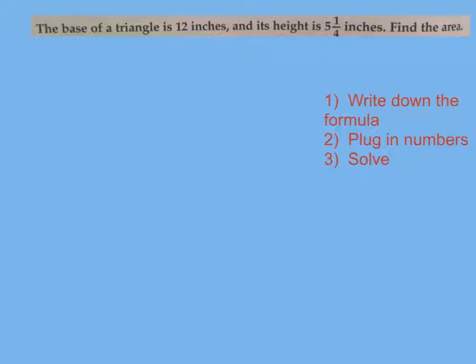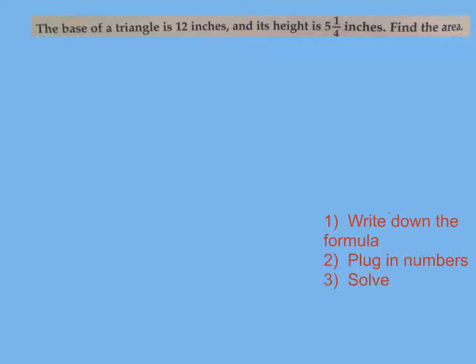So today, for any of the problems that you solve, there are going to be 3 steps. The first is going to be to write down the formula. The second is to plug in the numbers. And the third step will be to solve. So if we take a look at this problem here, it says the base of a triangle is 12 inches. Its height is 5 1/4 inches. We're looking to find the area. So step one, I'm going to write down the formula for finding the area of a triangle. I know the area of a triangle equals 1/2 base times height.